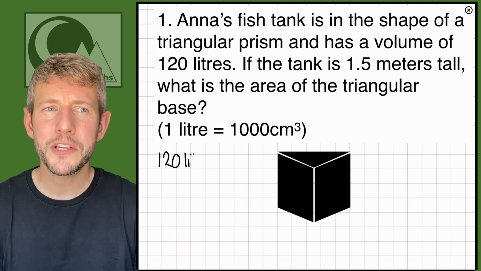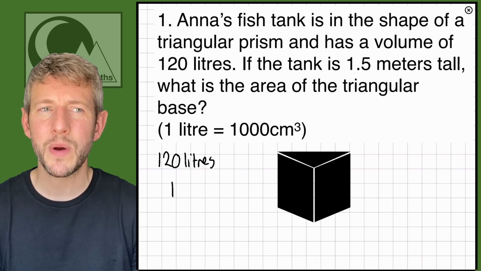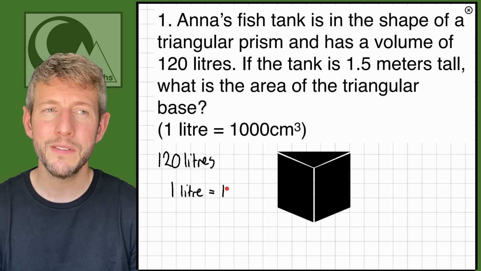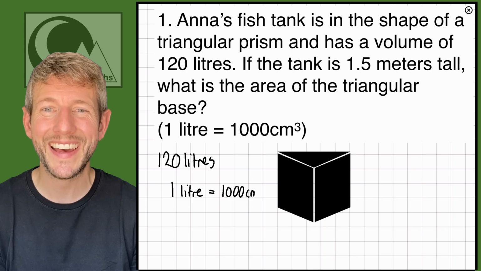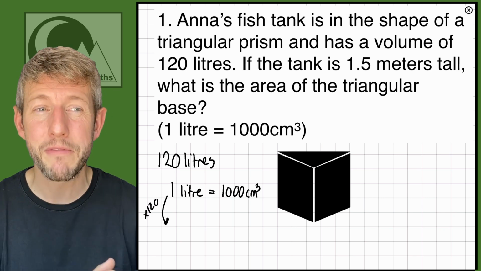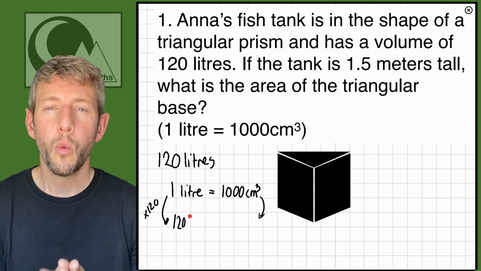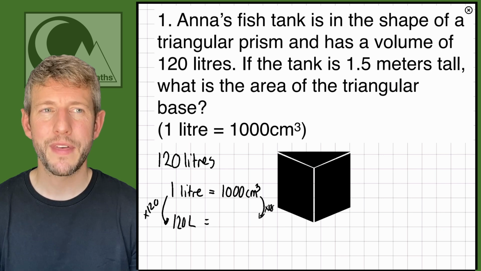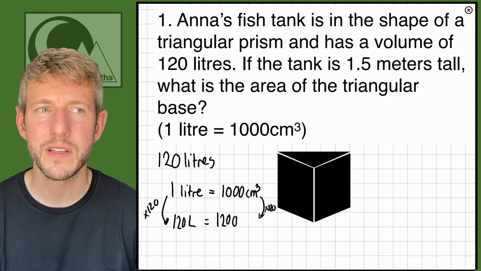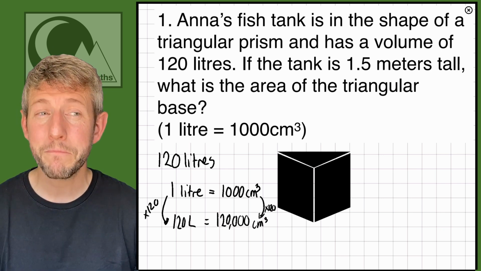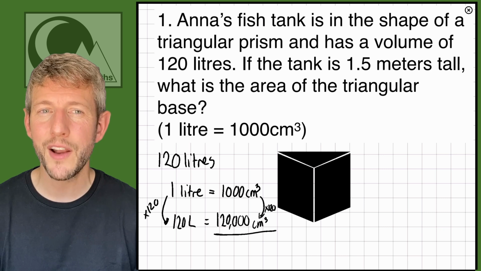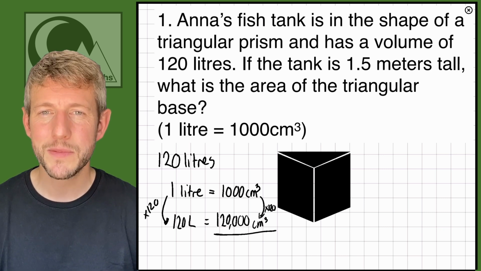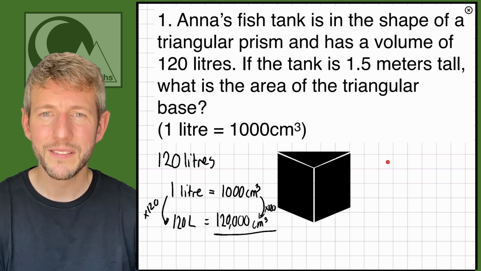So I'm going to change this 120 litres into centimetres cubed. It's going to be big, but it's going to be fine. So 120 times 1,000 is 120,000. So we know that the volume of this triangular prism is 120,000 centimetres cubed.